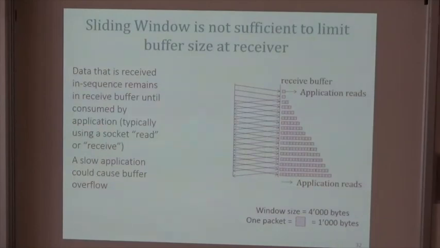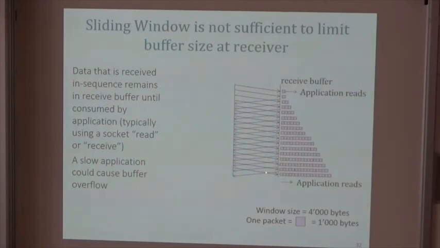The window is necessary to avoid that we have an arbitrarily large number of packets to be stored at the receiver due to the resequencing problem, but it's not sufficient. Still, with a window, you may still overflow at the receiver. And what could be the reason? Well, it's again a slow application.